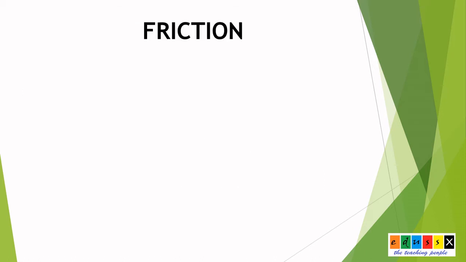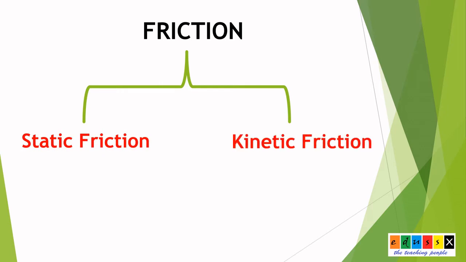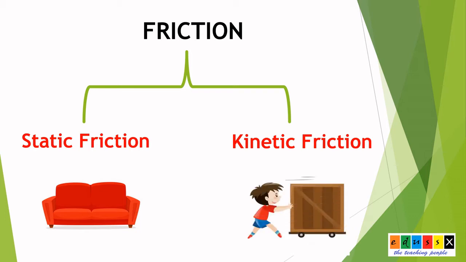Next are the types of friction. Generally, friction is classified into two: static friction and kinetic friction. What is static friction? From the name itself, we can say it is the friction experienced by bodies which are at rest, that is, objects placed at rest on the earth. So friction experienced by bodies at rest is said to be static friction. What about kinetic friction? The friction experienced by bodies during motion is known as kinetic friction.